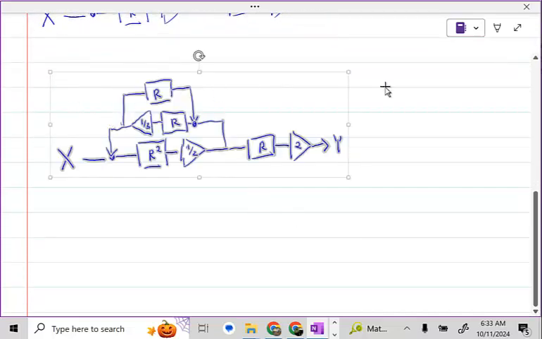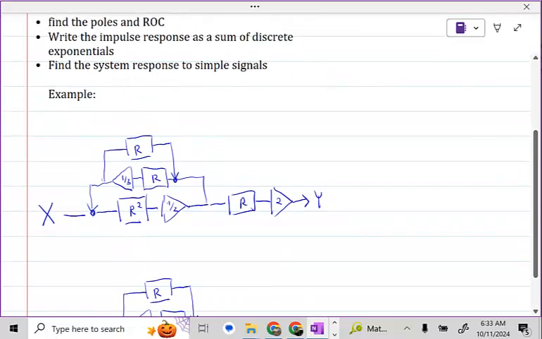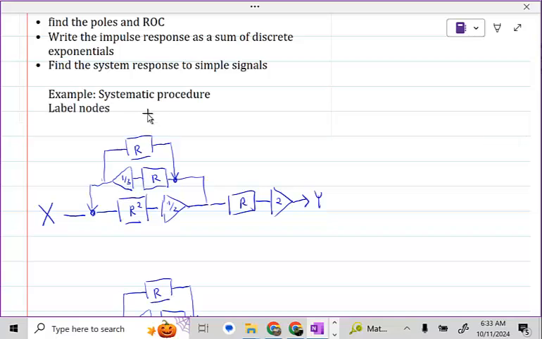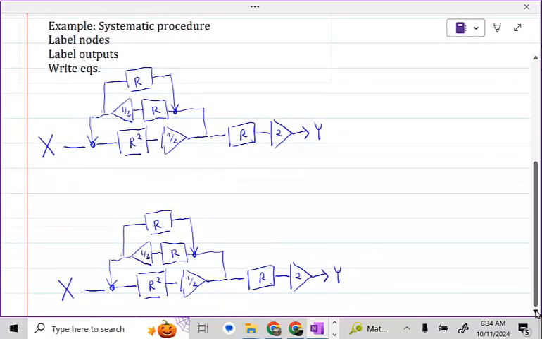Okay, all right. Now, I mentioned before that there are some steps here. There's a systematic way of doing this. Okay, so the systematic procedure is to, first of all, label the nodes. Okay, and label outputs, and then write equations. Okay, so those are the three steps. Okay, so this is my diagram. I made a copy down here. So first I want to label the nodes.